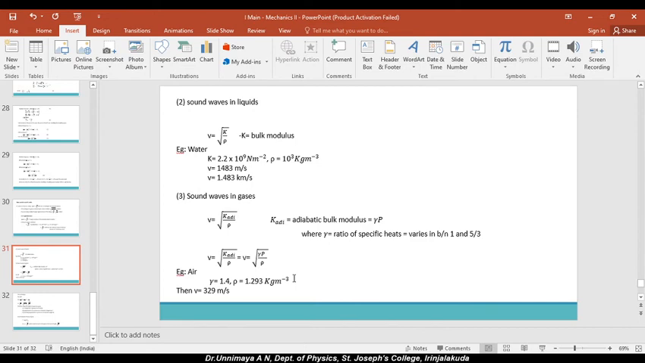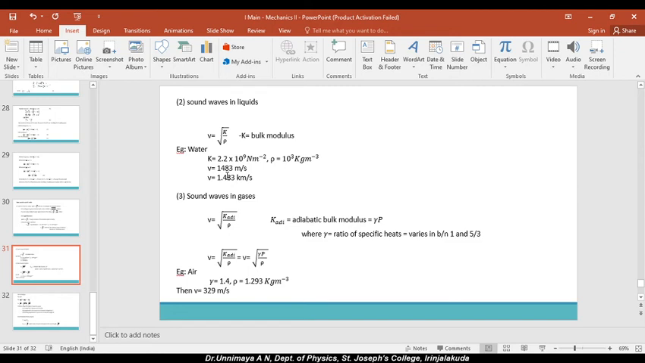When we consider sound waves in a liquid medium, we have to replace the equation V is equal to root Y by rho with V is equal to root K by rho, where K is the bulk modulus of the material and rho the density. So consider a liquid medium, that is water, whose bulk modulus K is equal to 2.2 into 10 raised to 9 Newton per meter square. Density of water is 10 raised to 3 kilogram per meter cube. Then the velocity obtained is approximately 1483 meter per second.